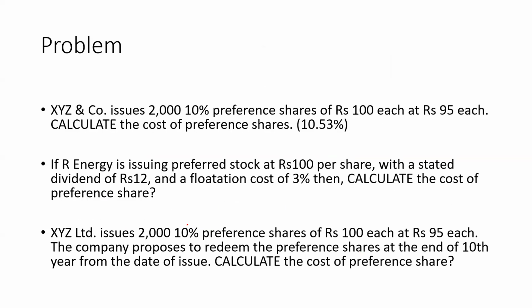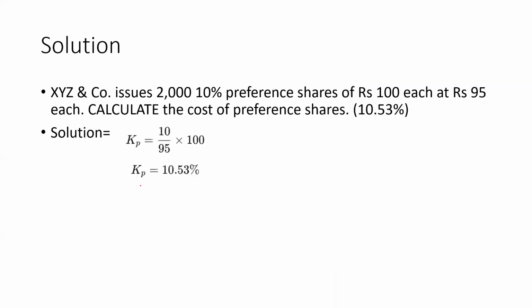So let's see the numericals one by one. XYZ issues 10% preference shares. So the dividend is 10 rupees, and the price is 95 rupees. What is the cost of preference share? That would be 10 divided by 95 into 100, if you want it in percentage. Clear everyone? 1000 by 95. So if you do this, you'll get 10.53%. Any doubt, anyone?